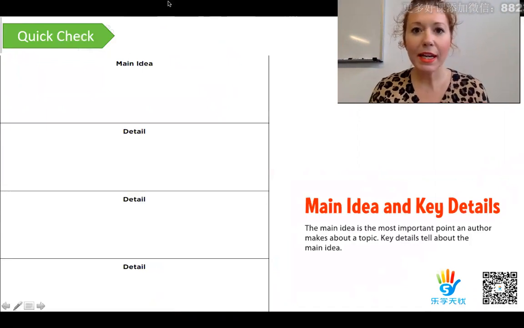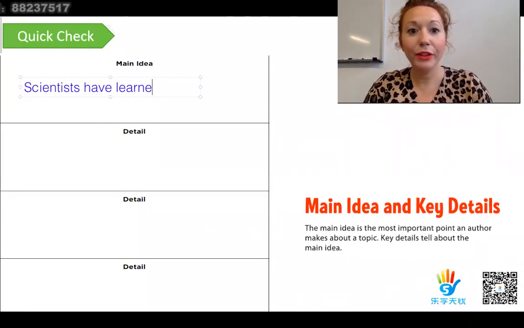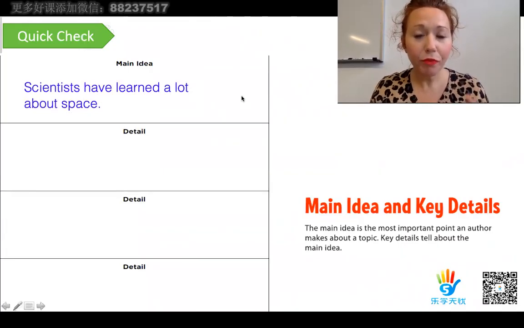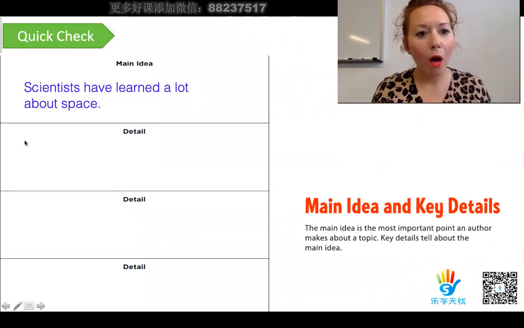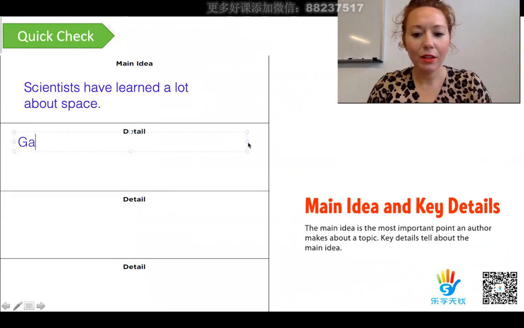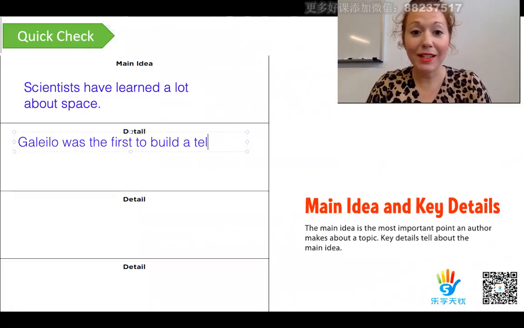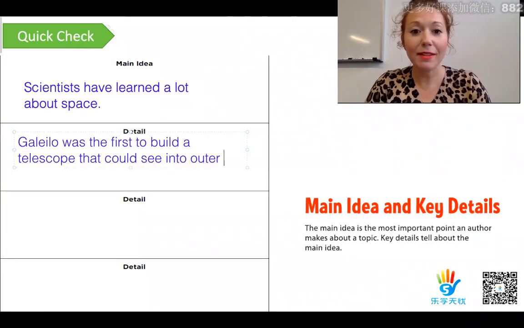Now, the main idea is that scientists have learned a lot about space. Now, we want to think of 3 details that support that main idea. Well, one detail we could say is that Galileo was the first to build a telescope that could see into outer space.